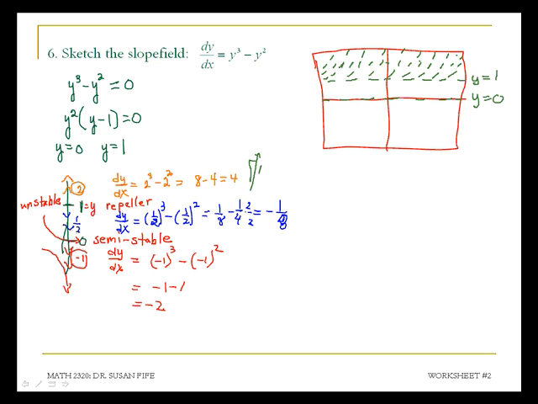In between 0 and 1, my slope is going to be negative. It's going down. And at 1/2, I have negative 1/8. That means down 1 to the right 8. It's going to be relatively level right at 1/2. Okay. And above, this is starting to level out even more. And below, this is leveling out this way.